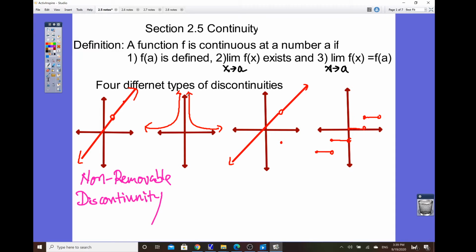And then for this one here, as you can see, there's a vertical asymptote. This one is called an infinite discontinuity.